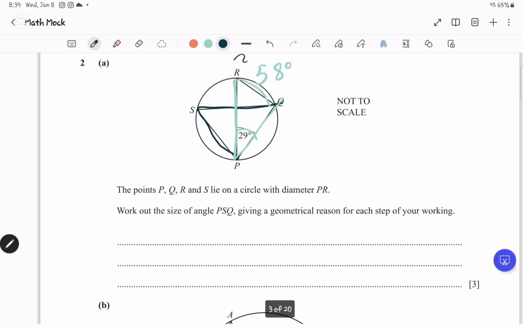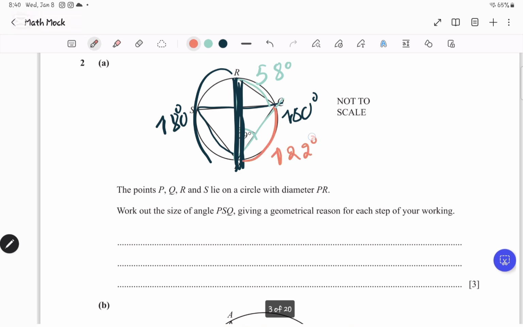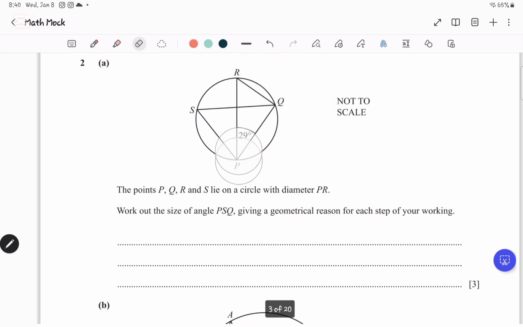Now we know that our diameter is PR. Of course you can do this in any other way. So this is 58 degrees, and since this is the diameter, this is 180 degrees, and this is also 180 degrees. Now this leaves us with this arc over here being 122 degrees. Let me just erase it. We have over here, this is 122 degrees, and it is the arc intercepted by angle PSQ. So divided by 2, because PSQ is an interior angle, and we get 61 degrees.